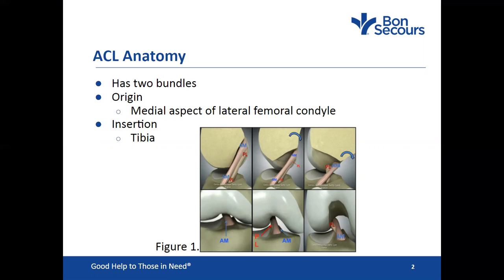In this picture, you can see how the two bundles are parallel with each other when the knee is in extension and how they cross over each other as the knee is bent to 90 degrees. The picture on the far left depicts the knee in full extension, and the picture on the far right depicts the knee at 90 degrees of flexion.